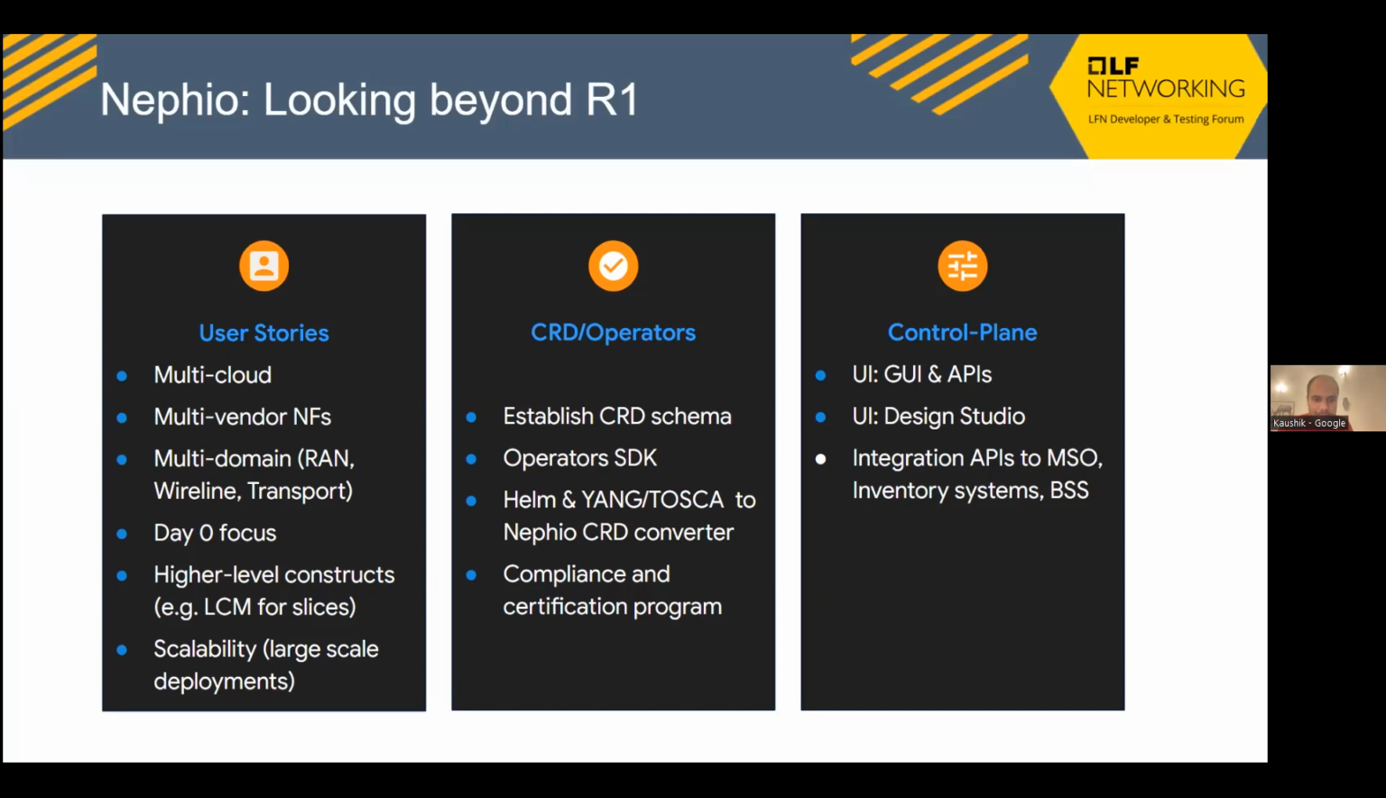And then lastly, all of this needs to be done in a way that provides us comfort that the work in terms of CRDs and operator definition really works in practice. So being able to constitute a compliance and certification program across cloud and network function vendors, so that we have a consistent way to ensure the work is compliant to the Nephio design goals and capabilities.